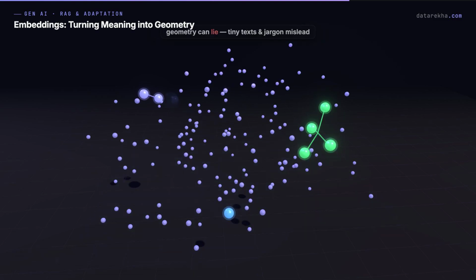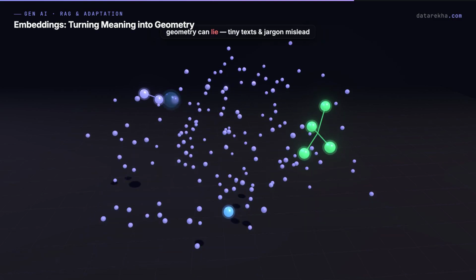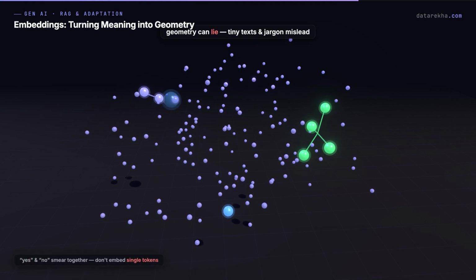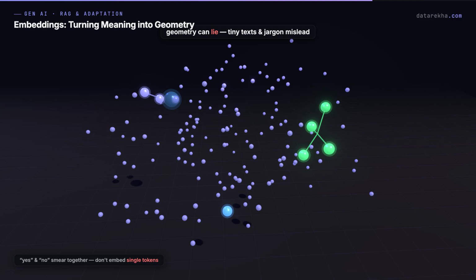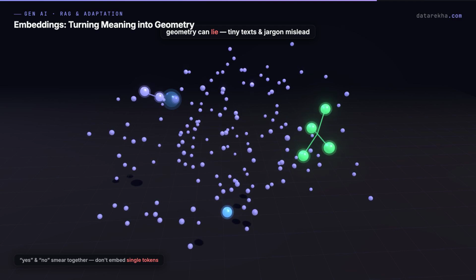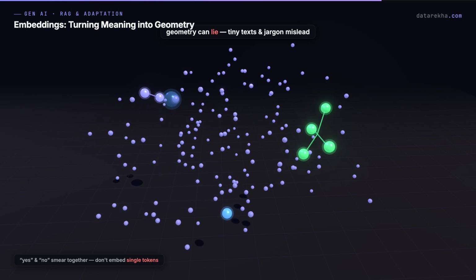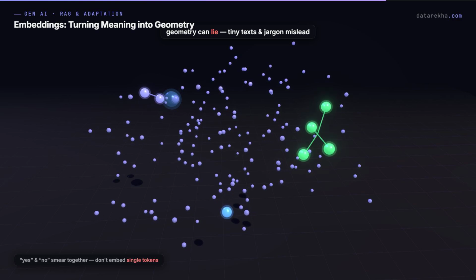But geometry can lie and you have to respect that. Tiny text like "yes" and "no" smear together meaninglessly, so don't embed single tokens. Domain jargon fools a general model too. Trained on the open web, it may not tell a long position from a short position in finance.